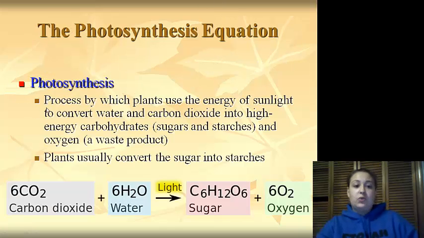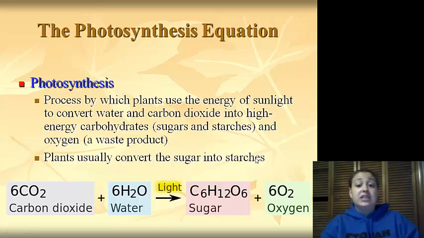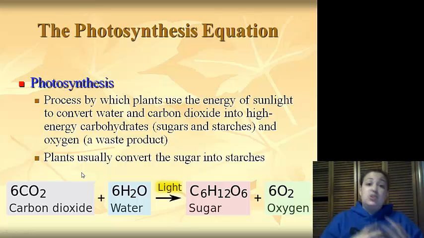So the photosynthesis equation is the process by which the plant uses energy from the sunlight to convert water and carbon dioxide into high-energy carbohydrates, sugars and starches, and oxygen. Plants usually convert the sugars into starches. We, as animals, turn it into glycogen.